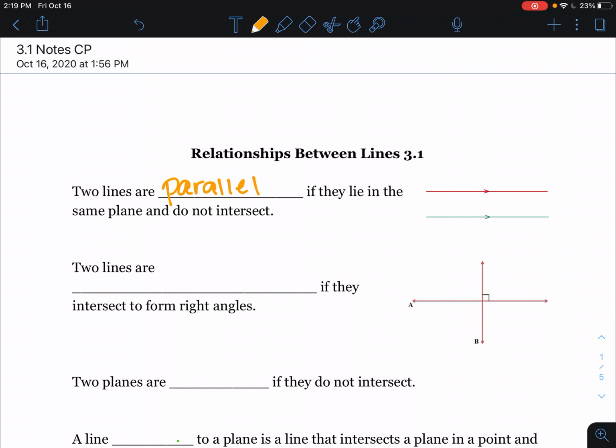Now take a look at this notation here. You guys see these arrows? These arrows are trying to show you that these two lines are parallel. As long as two lines have the same number of arrows, then that's saying that they're parallel. So if they both had two arrows like this, then they're still parallel because they still have the same number of arrows.